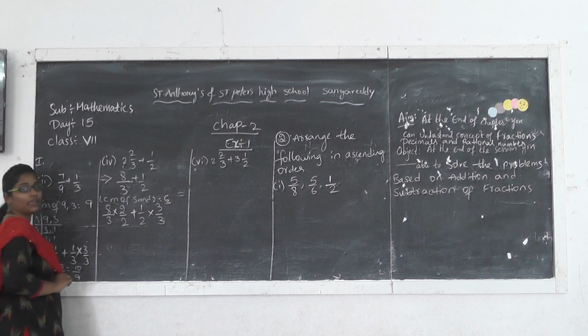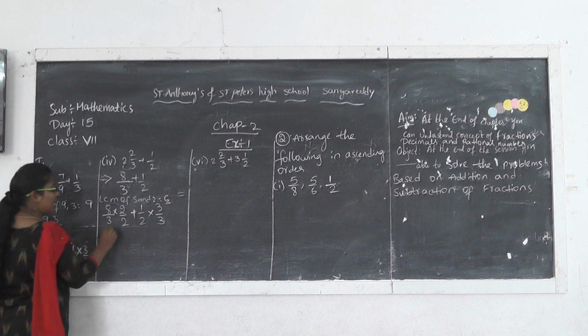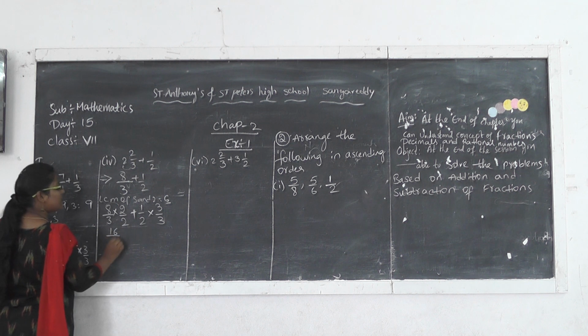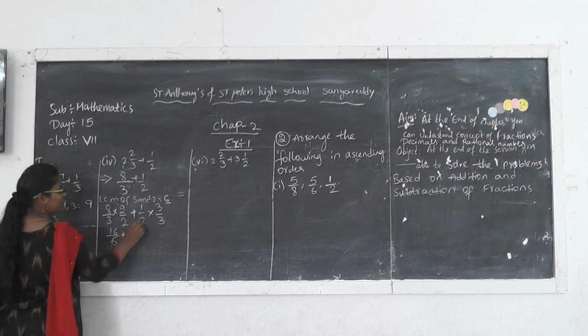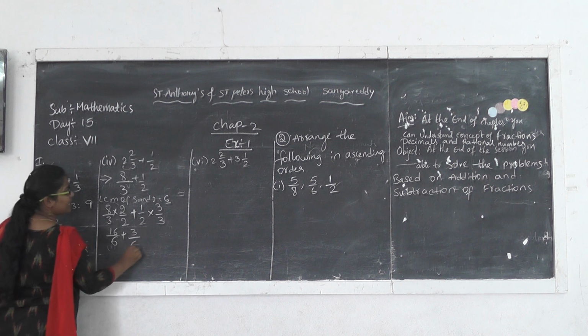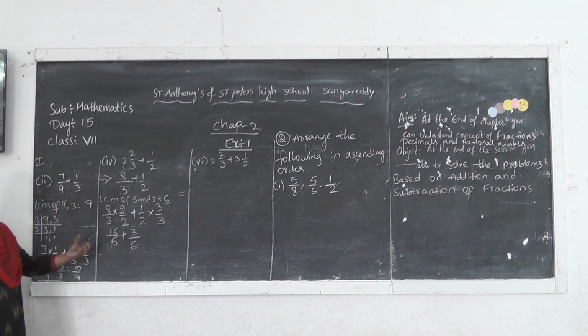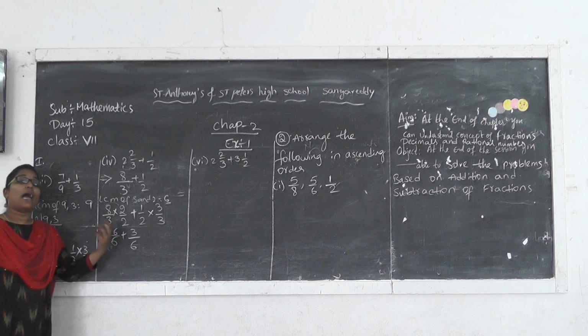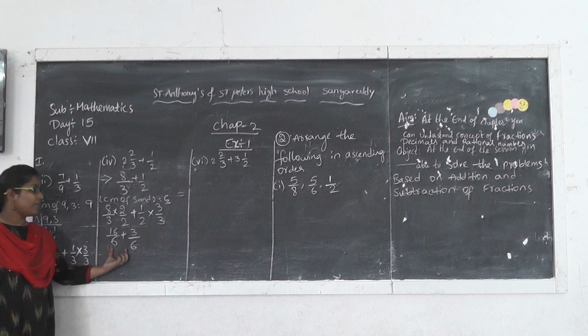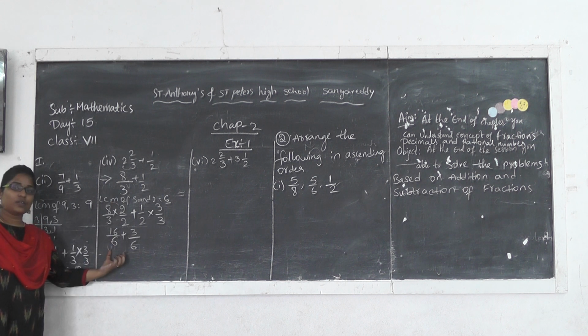Multiply both numerators to numerator. 8 2s are 16. 3 2s are 6. Plus 1 3s are 3. 2 3s are 6. Are you able to understand up to here? Now what do we have to do? We have to add the numerators because here we converted these unlike fractions into like fractions.